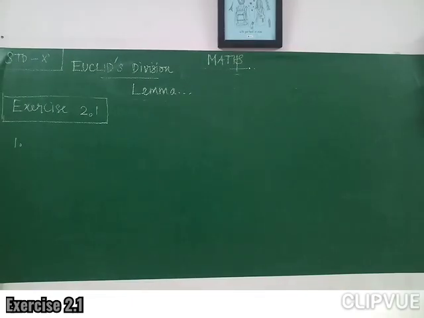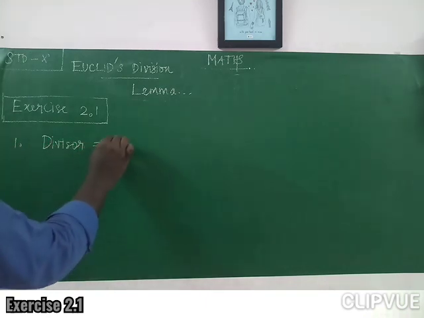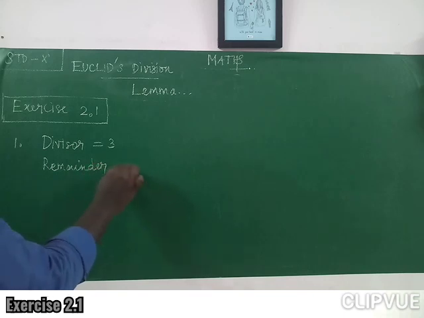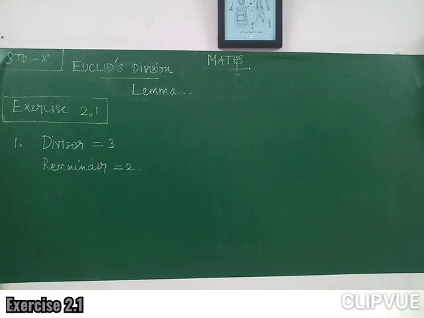Exercise 2.1, first question. The question is: find all positive integers which, when divided by 3, leave the remainder 2. The divisor is 3 and the remainder is 2.